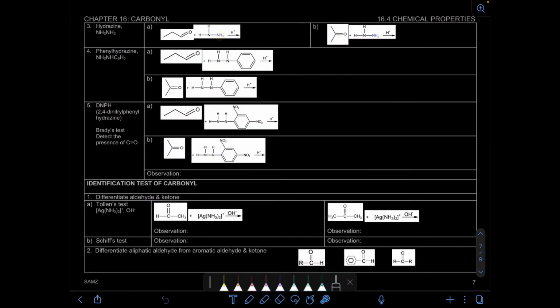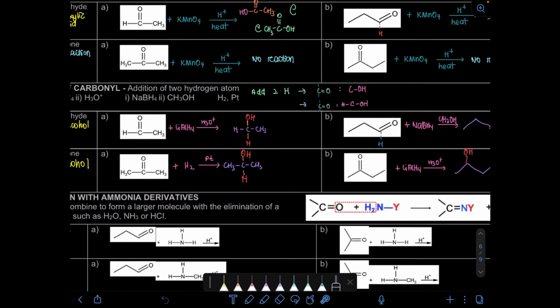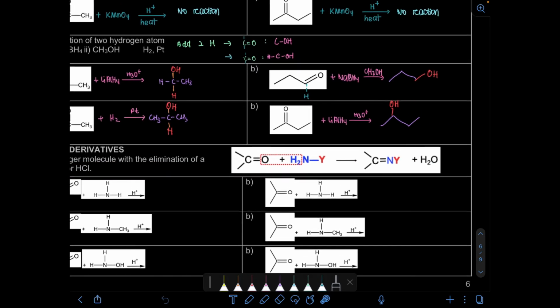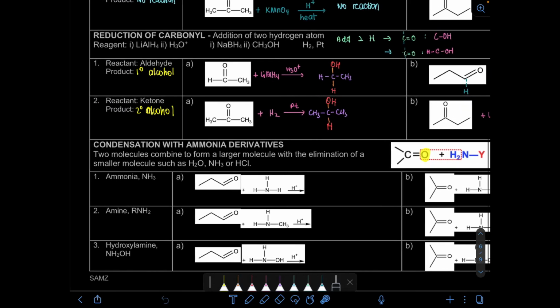So macam tu lah. Okay, so what is this reaction is that for the condensation, it means that the two molecules combine to form a larger molecule with the elimination of smaller molecule. So dalam kes ni, what we're gonna condense, so we're going to remove is actually H2O. H2 is from two of our hydrogen from our ammonia derivative, oxygen tu from our carbonyl. Okay, so let's look here.